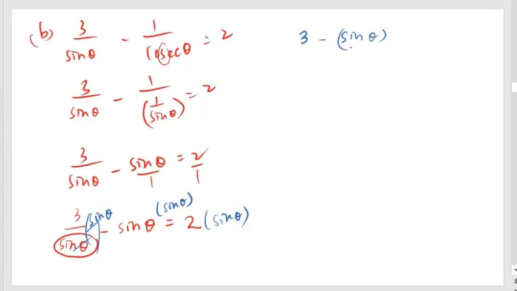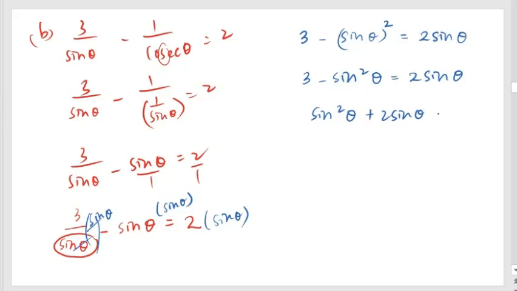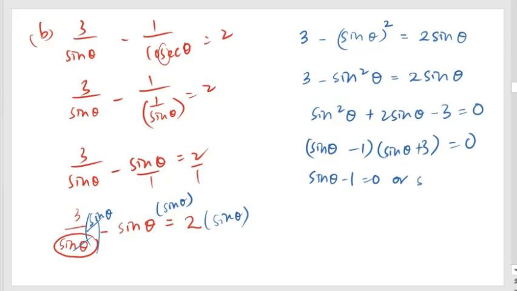Sine theta times sine theta is sine square theta, and 2 times sine theta is 2 sine theta. So it becomes 3 minus sine square theta equal to 2 sine theta. Then you move sine square theta to the right, so that it becomes sine square theta plus 2 sine theta, and 3 moves to the right hand side, becoming minus 3 equal to 0. Then we can solve it by using factorization: 1, 3, positive, negative. So you will get sine theta minus 1 equal to 0, or sine theta plus 3 equal to 0.